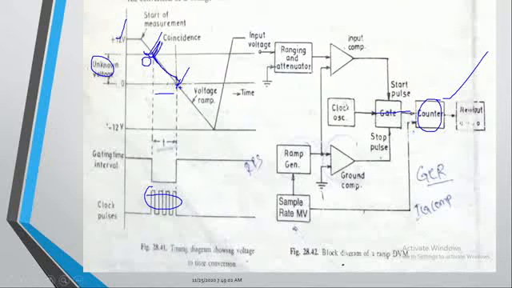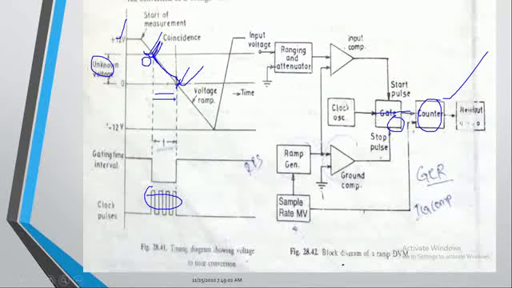Once the ramp signal crosses the zero level, it will take this zero crossing as another locking point. So at the zero level crossing, this is the stop gate. When this gate is open, at this point the gate is started. At this point the gate is open.